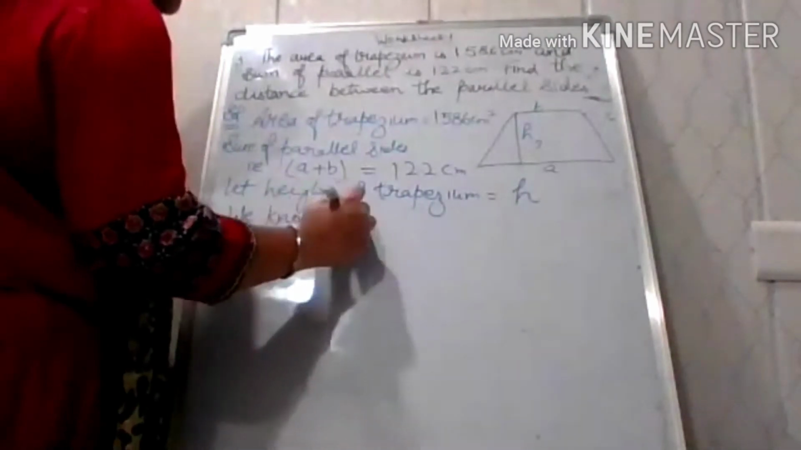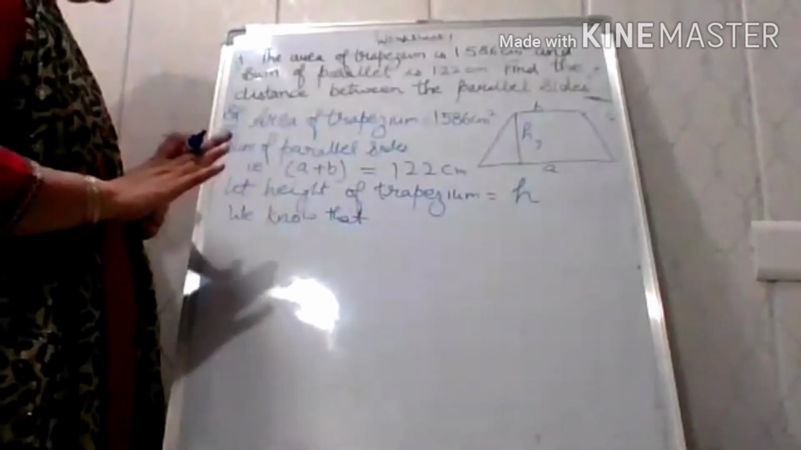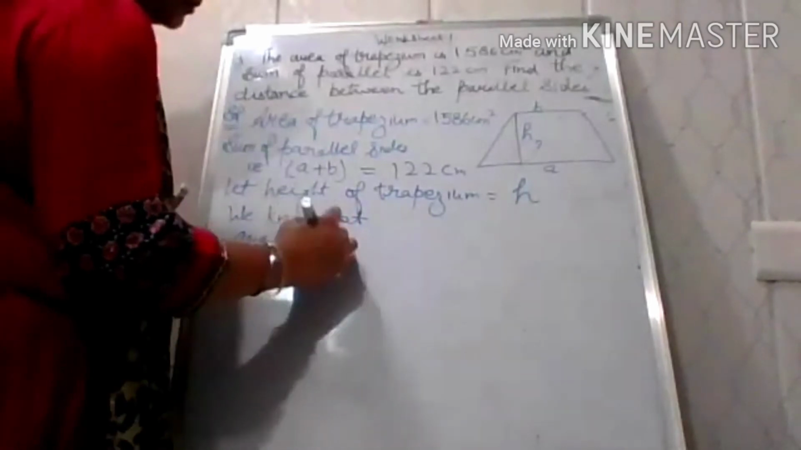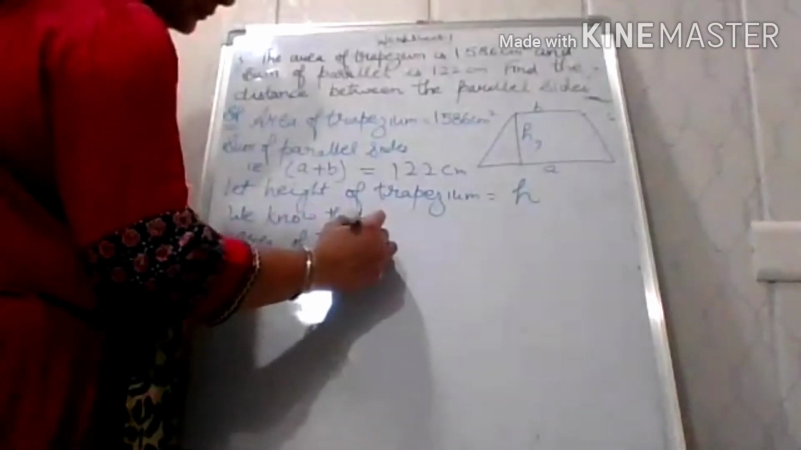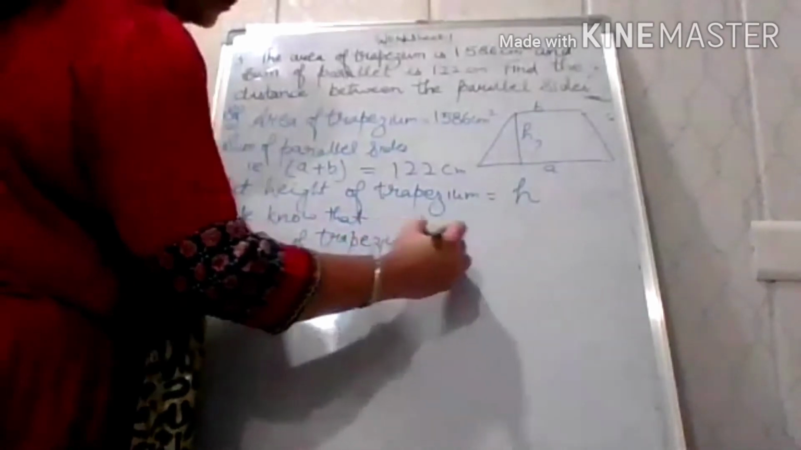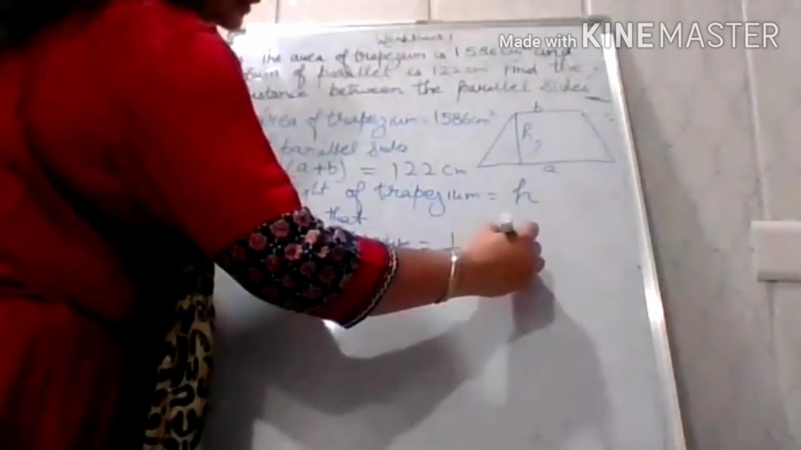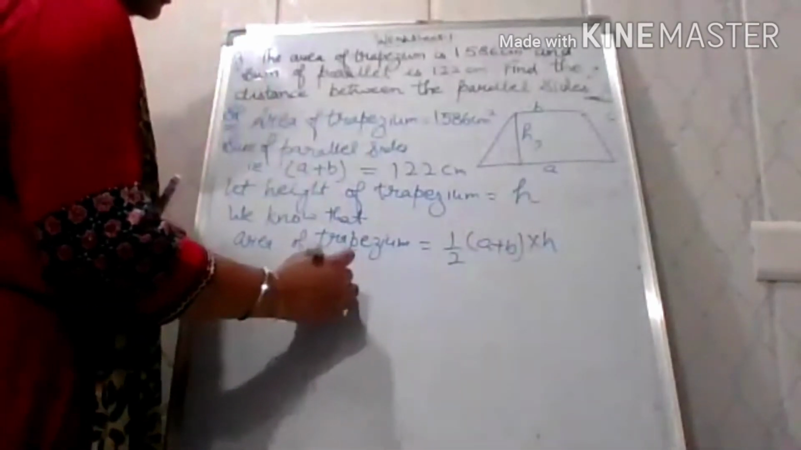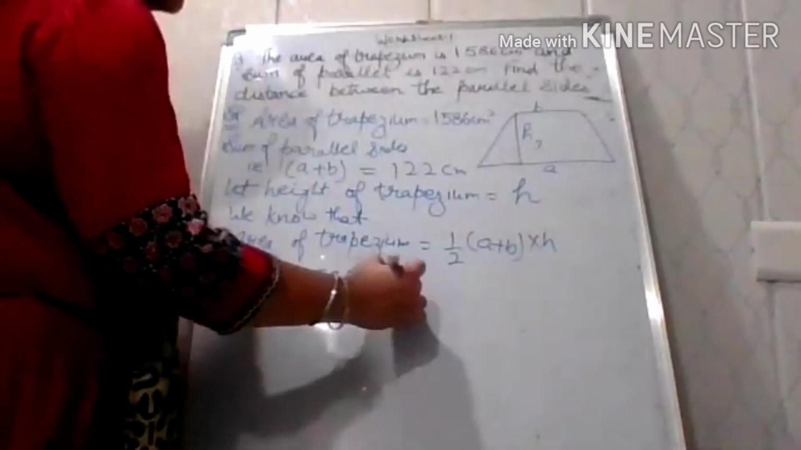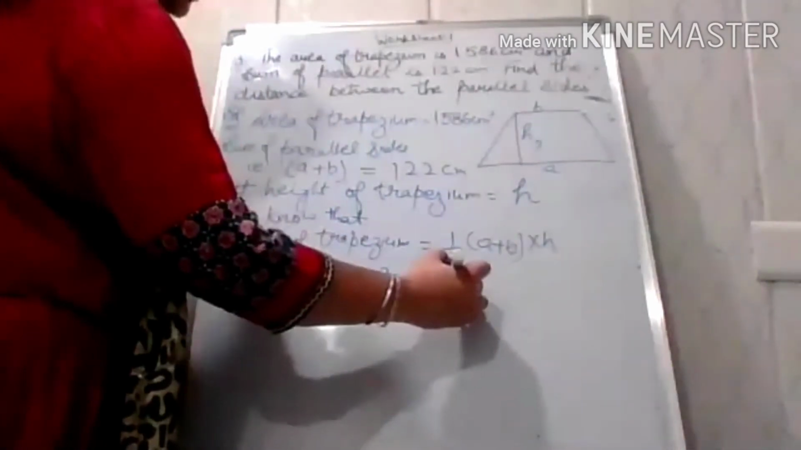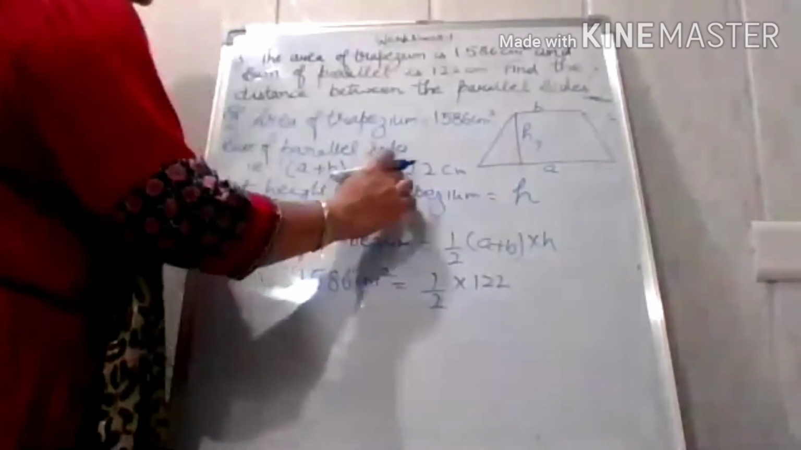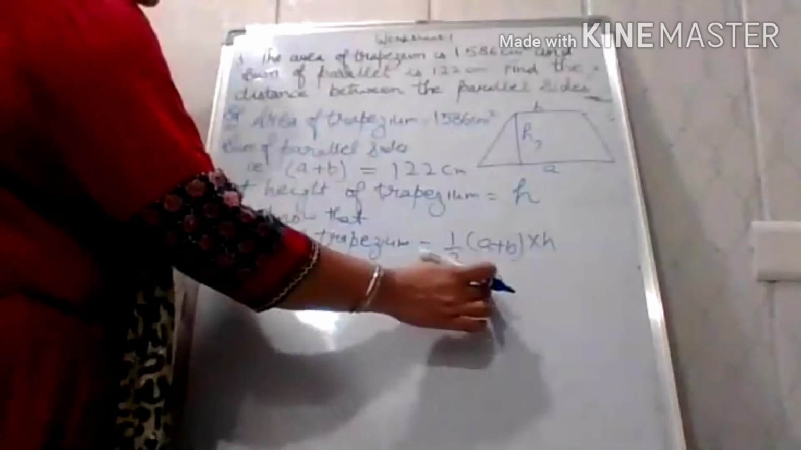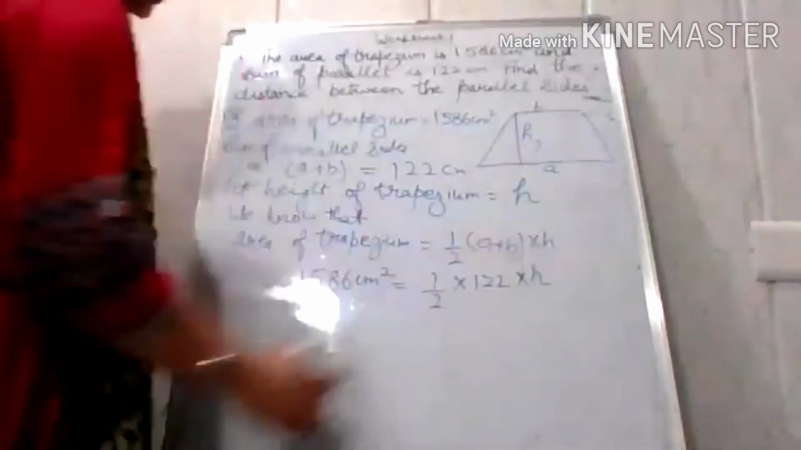So same, we know the formula for the area. You have to just keep a formula in your mind and apply that in each and every sum. The area of trapezium is equal to half A plus B into H. Now area is 1586 centimeters square. Half A plus B, 122. They have given the sum, not a single A or B, the sum. Both A plus B is 122 and height we have to find.